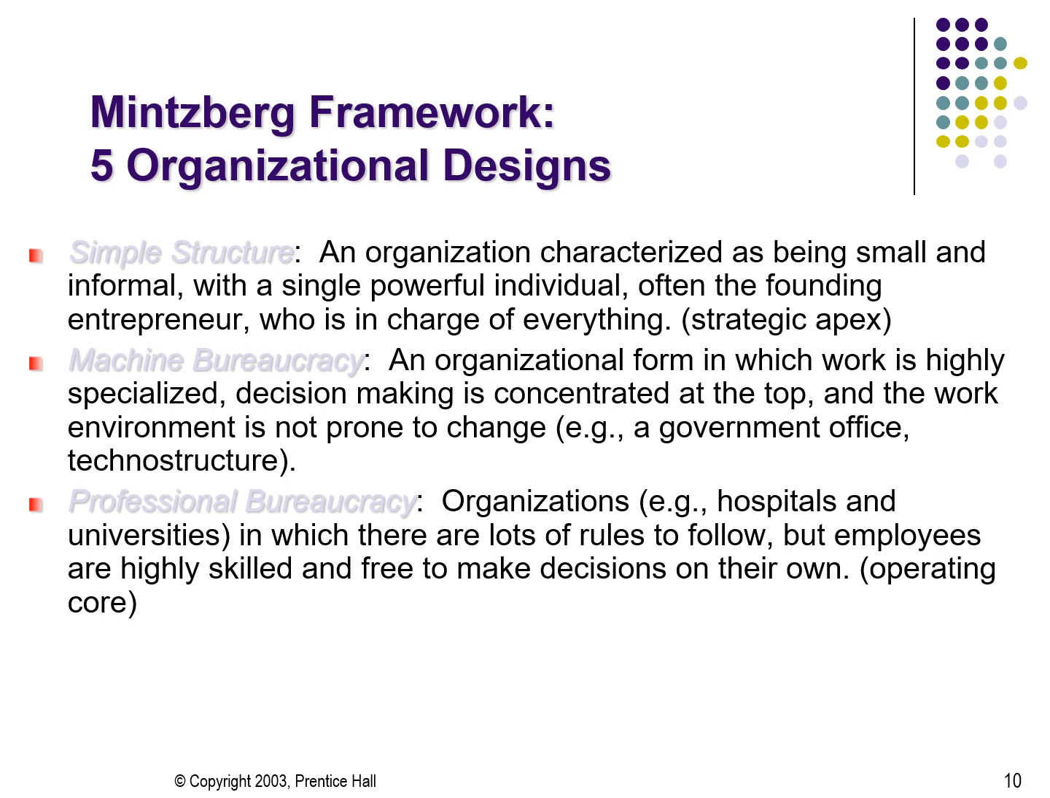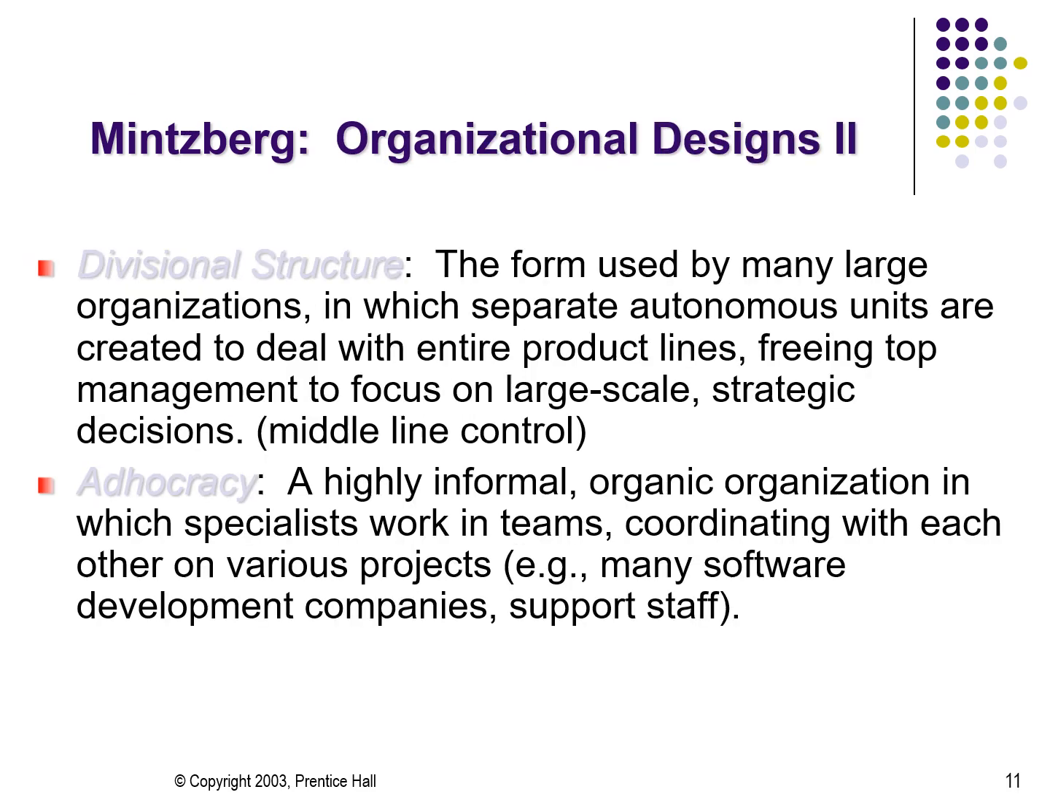The next one we have is the professional bureaucracy, organizations like hospitals and universities in which there are a lot of rules to follow, but employees are highly skilled and free to make decisions of their own. This is the operating core. So the people that actually are doing the work are the most important part of the organization. However, there's still a lot of structure around them. And you can start to see, when we talk about Mintzberg's framework, we're coming up with some other options than just hierarchical versus flat organizations. We're starting to look at it in a more complex way.